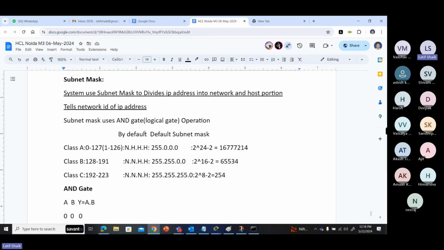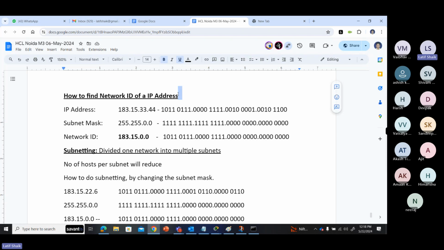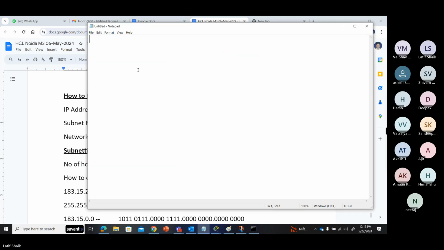So the next part is finding a network ID of an IP address. If you have an IP address, this is my IP address, and this is a class B IP address.